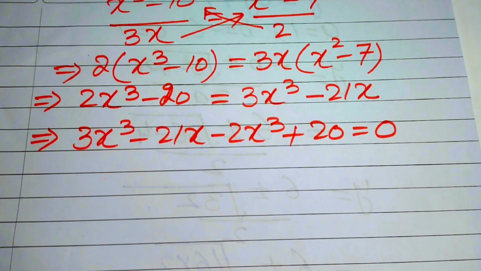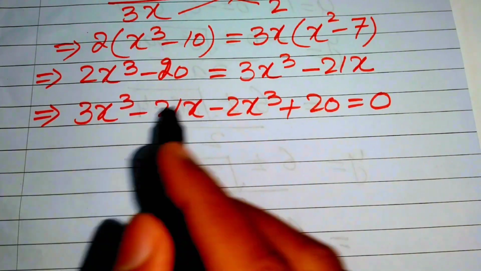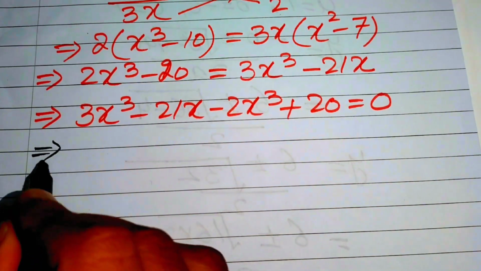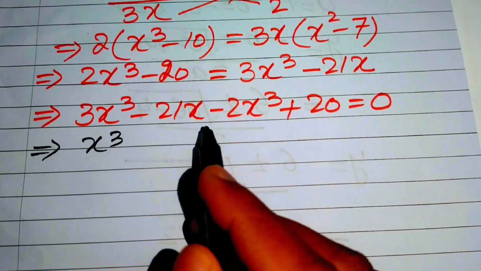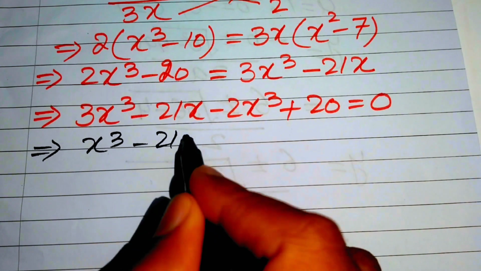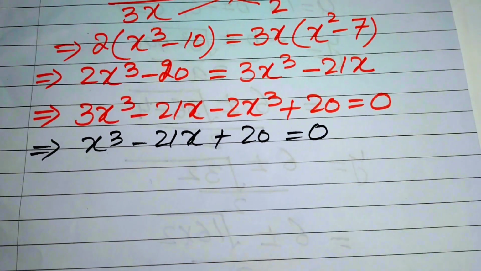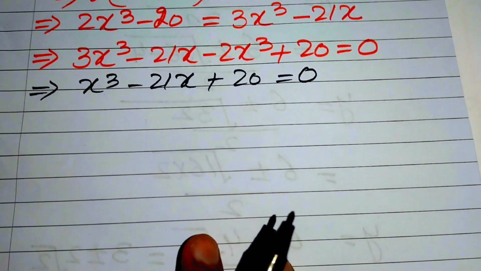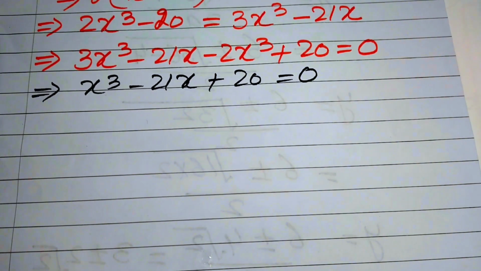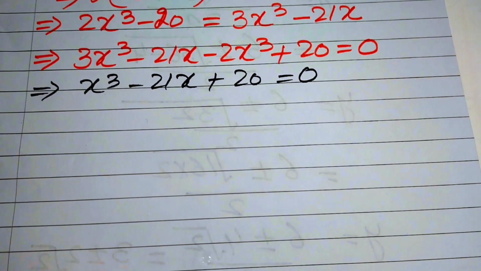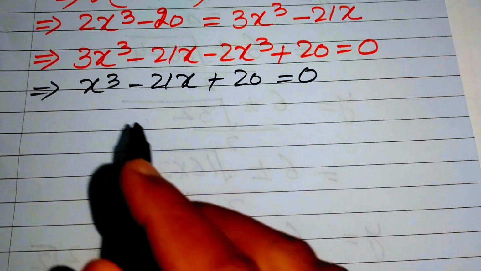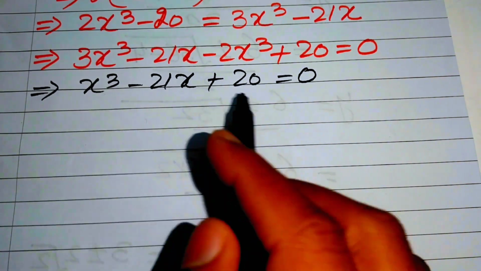And now we add or subtract the like terms, and you see that we have 3x³ − 2x³ becomes x³, and we have −21x + 20 equals 0. So now this equation becomes in cubic form, and now here we use the synthetic division to solve this equation. So here first we find the root of this equation.